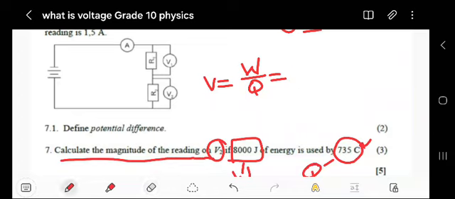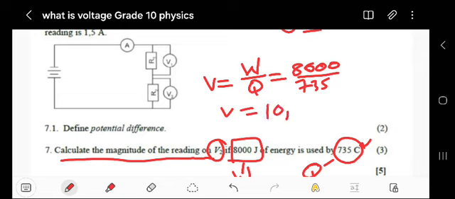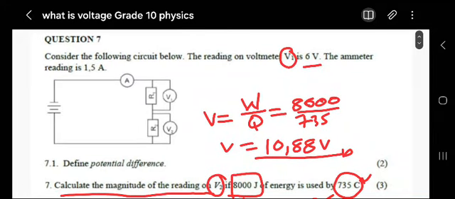So yeah, we'll have 8,000 over 735. Punch that on your calculator: 8,000 divided by 735, right? This is simply equal to 10.88 volts, which is what we have there, as you can see, guys. So yeah, this is what you're supposed to know about voltage for now.